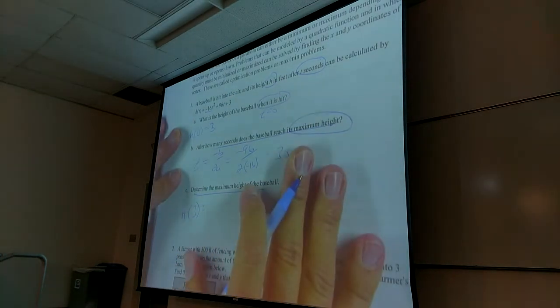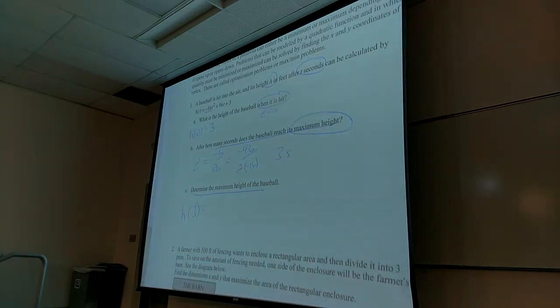Do you guys see what's happening? So, second. Plug a 3 in. Yep. The only equation.